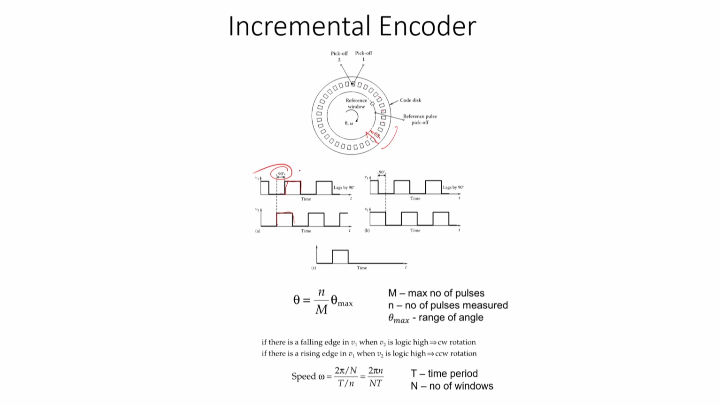So, depending on that frequency, this change is going to happen, and from that you can measure the angle, which is essentially the number of pulses that you are measuring, the maximum number of pulses that is possible, and the theta max, the range of the angle between the two. So, you get theta, and similarly you can also get the angular velocity of the system. So, that is for an incremental encoder system.